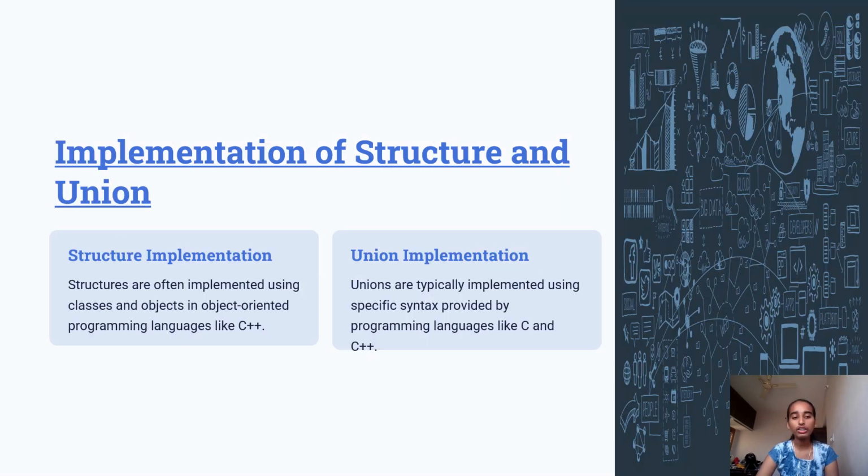Implementation of structure and union. Structure implementation. Structures are often implemented using classes and objects in object-oriented programming languages like C++. Union implementation. Unions are typically implemented using a specific syntax provided by a programming language like C and C++.